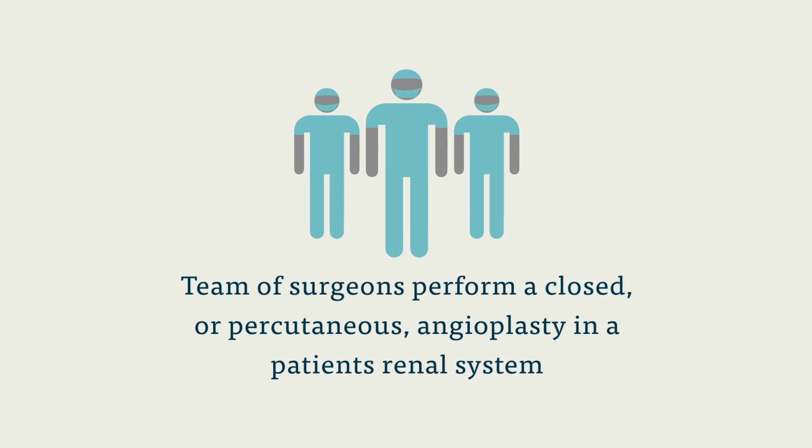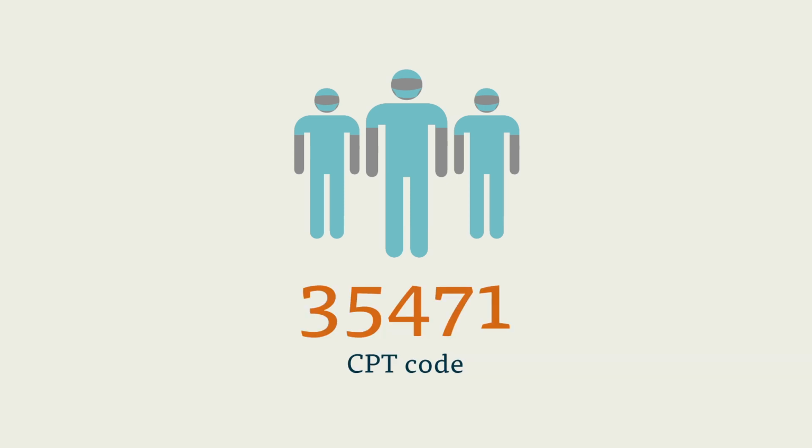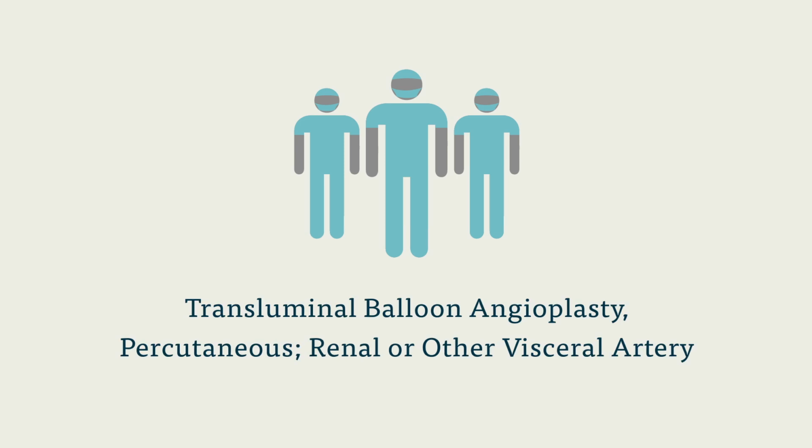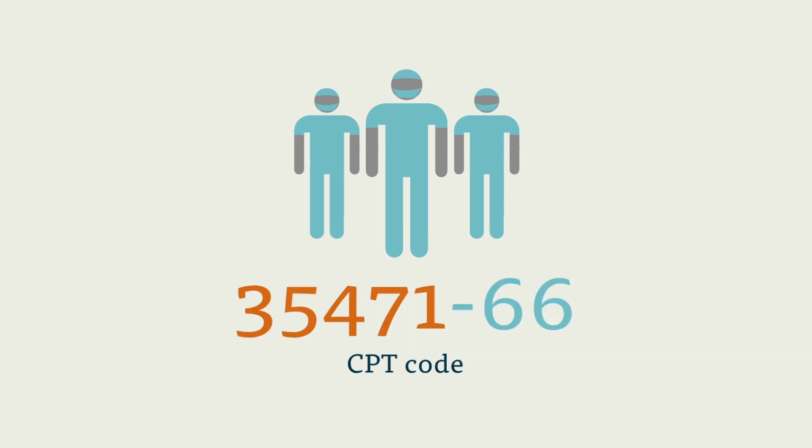Now, let's say that a team of surgeons is performing a closed or percutaneous angioplasty in a patient's renal system. For this procedure, we'd code 35471 for transluminal balloon angioplasty, percutaneous, renal or other visceral artery. And we'd add the modifier -66 for surgical team. So we'd end up with 35471-66.